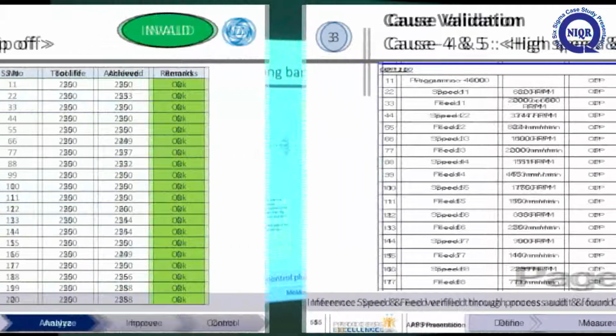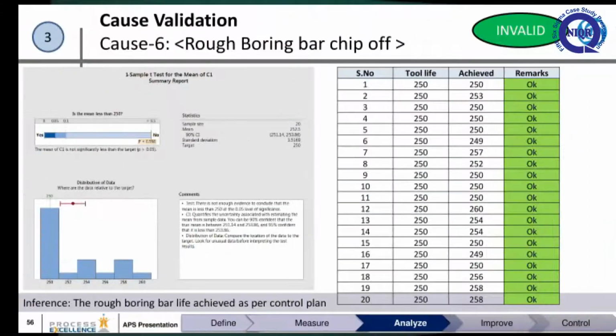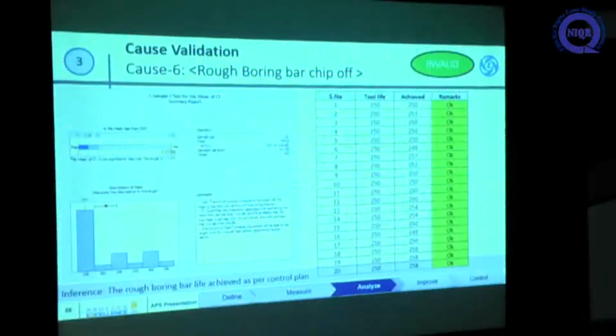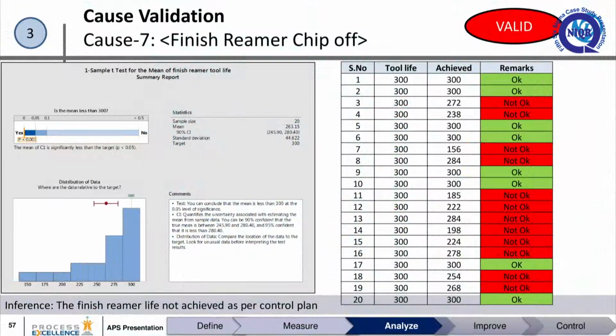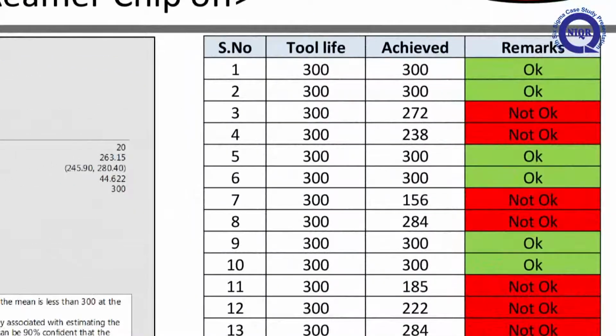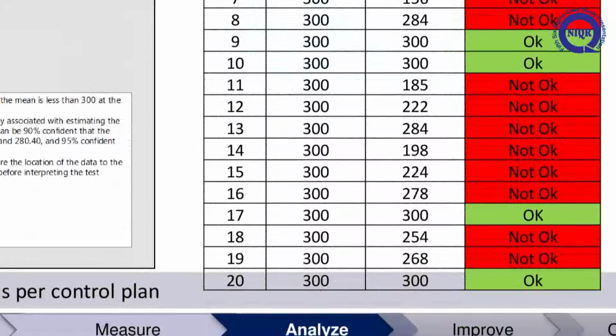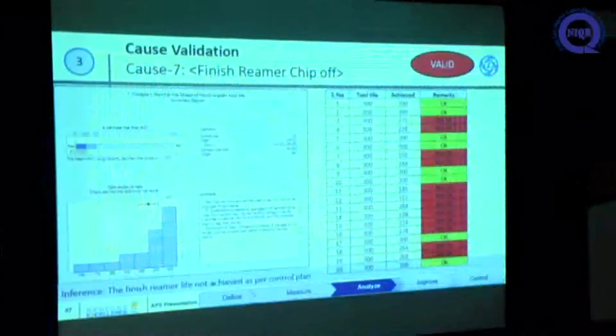For the rough boring bar tool, we conducted a one-sample t-test and found the tool life is achieved as per the control plan. But when we went to the finish reamer, we found the tool is broken before the set life in a particular period. So we suspect this is the root cause for this issue.